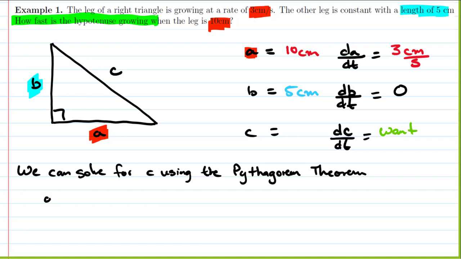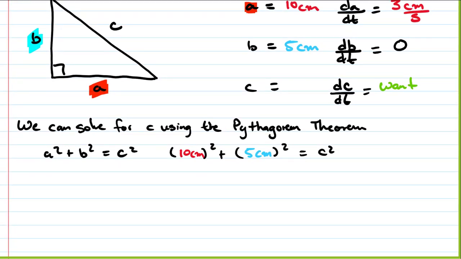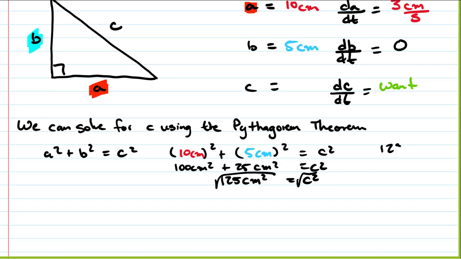So that gives us a squared plus b squared equals c squared, which is going to be 10 squared plus 5 squared is equal to c squared. So that gives us 100 square centimeters plus 25 square centimeters equals c squared. So that gives us 125 square centimeters equals c squared. We take our square root, and 125 is 25 times 5.